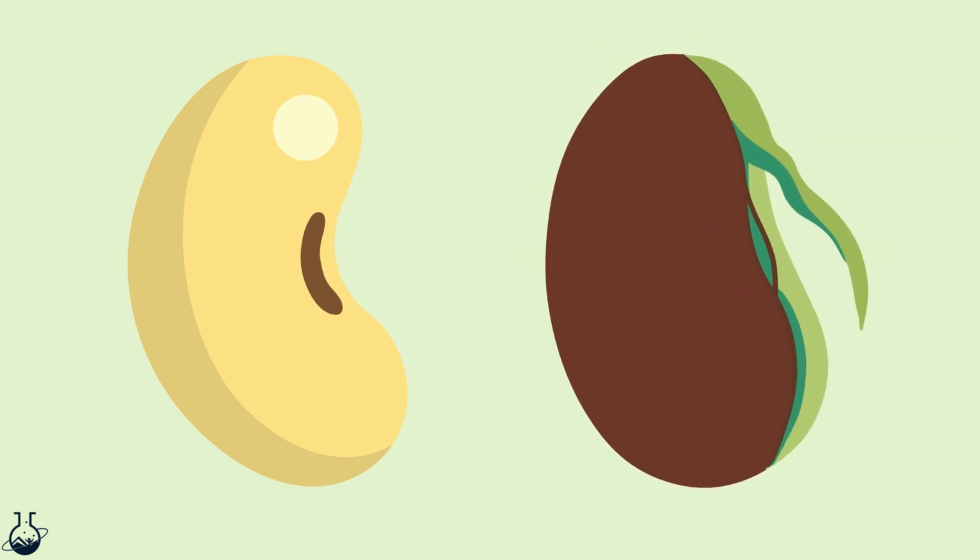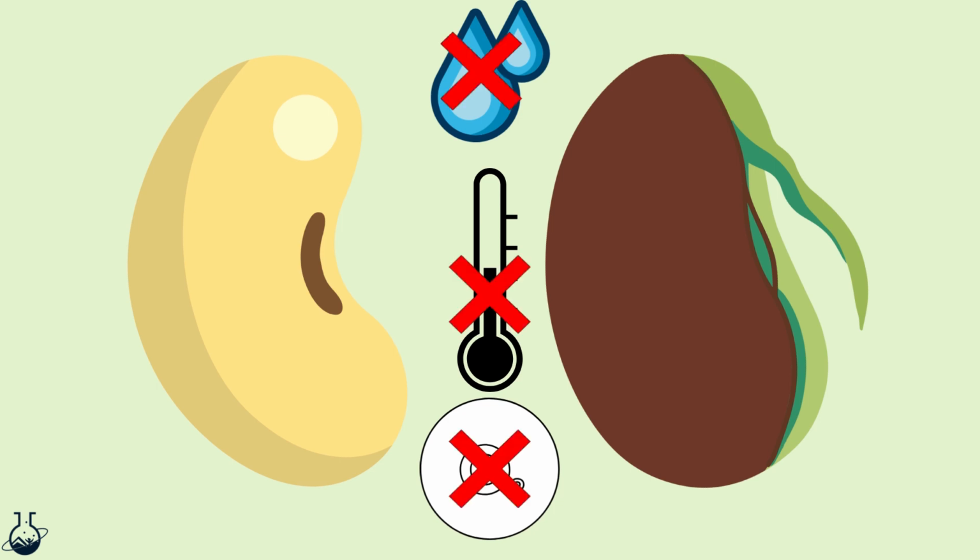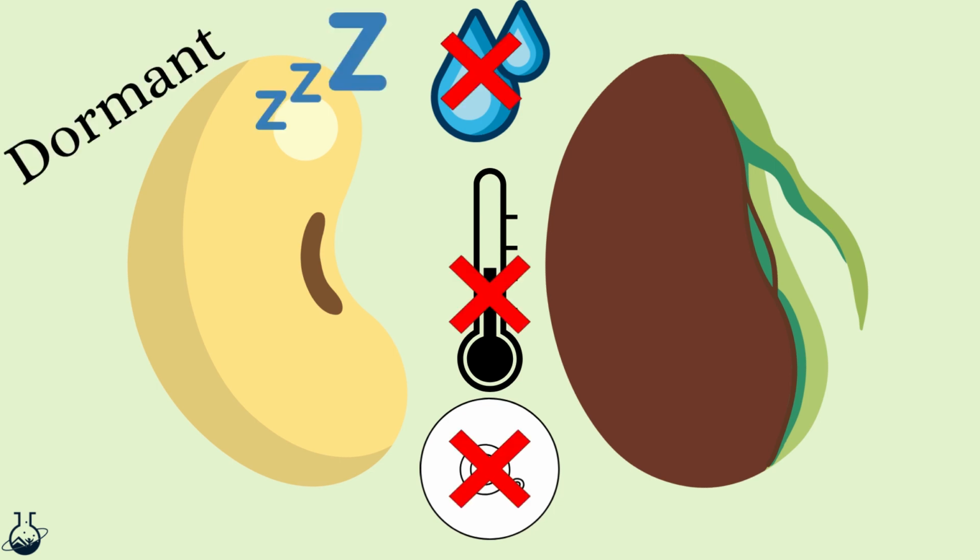But to germinate, to grow, they need some key ingredients: the right temperature, the right concentration of oxygen, and water. And without these things, a seed can lay dormant. This means to rest or be inactive until the conditions are right.